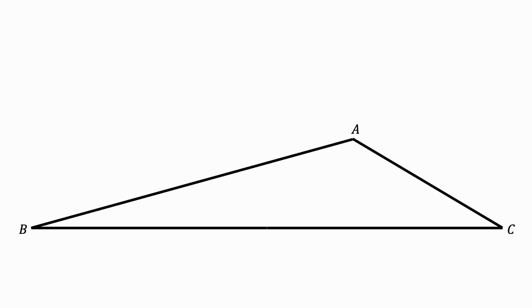In this video, we want to solve the following problem. In triangle ABC, angle ABC equals theta and angle BCA equals 30 degrees. Point D lies on BC such that BD equals DC. If angle ADC equals 45 degrees, the goal is to find theta.